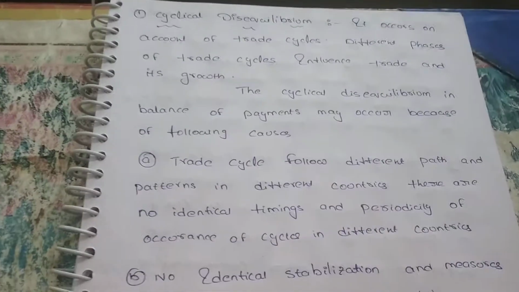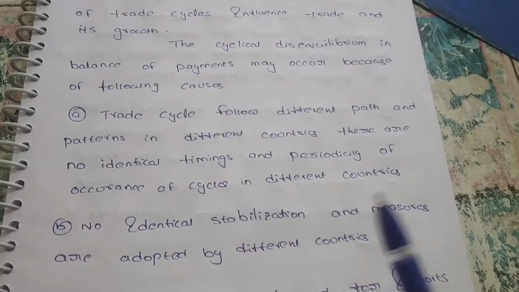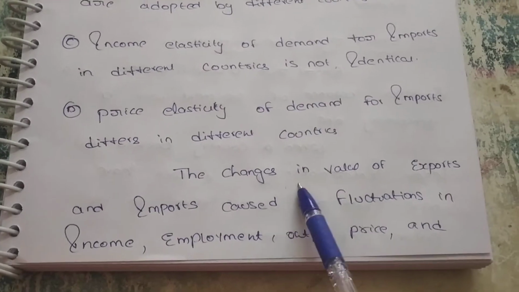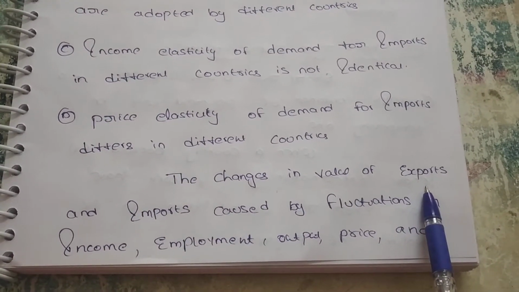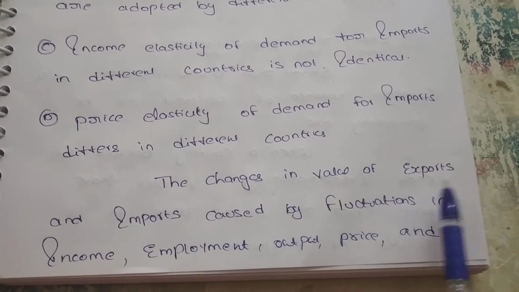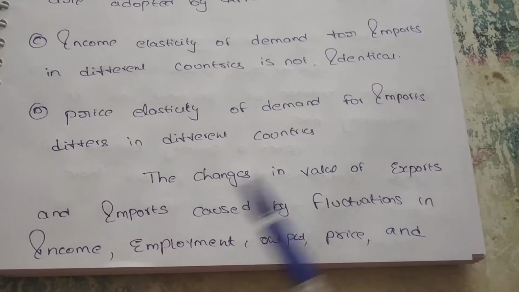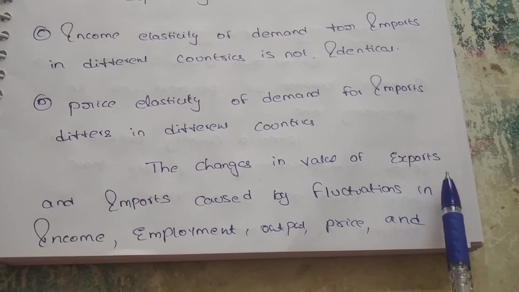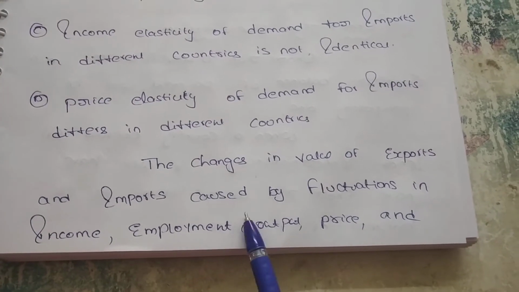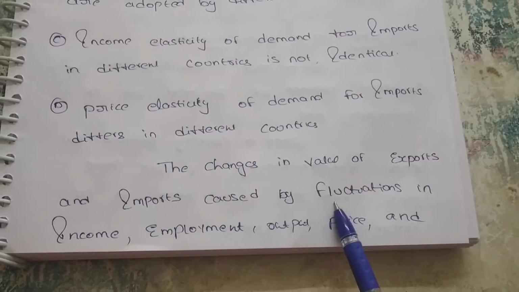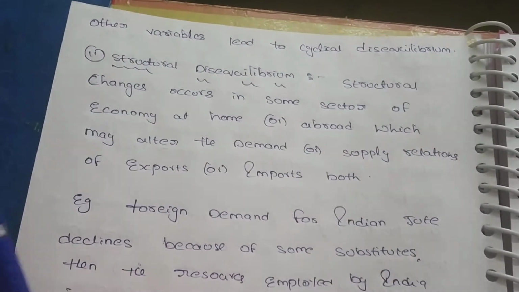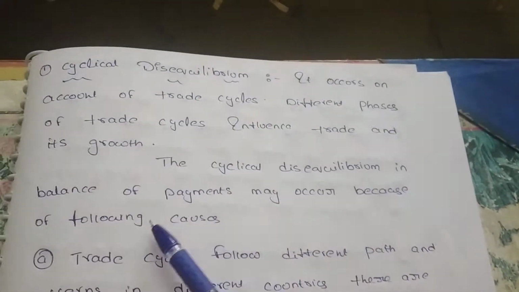Imports, exports, like our income elasticities, price elasticity, value of importing, value of goods we are exporting, and the changes in value of exports. What are the changes in value of exports and imports caused by? They are caused by fluctuations in income, in employment, meaning employment opportunities, in output, what we are producing, in price, the price of a particular product, and other variables that lead to cyclical disequilibrium. These all come under cyclical disequilibrium.